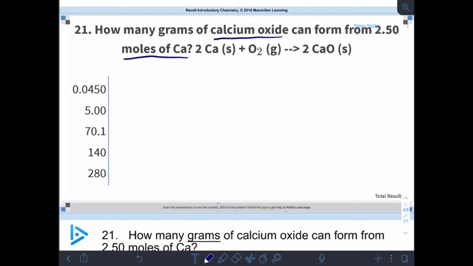In this case, I am dealing with moles of calcium. I have 2 moles of calcium in the equation and 2 moles of calcium oxide in the equation. So that's going to be my ratio. It's a 2-to-2 or a 1-to-1 ratio. In order to get to grams of calcium oxide in the end, I need the molar mass of calcium oxide, because that's my transition from moles to grams.